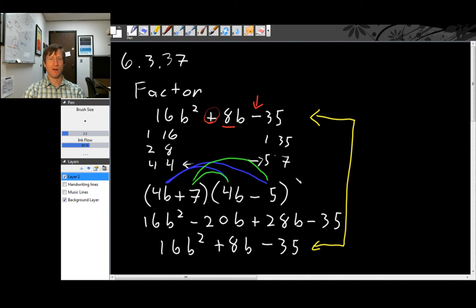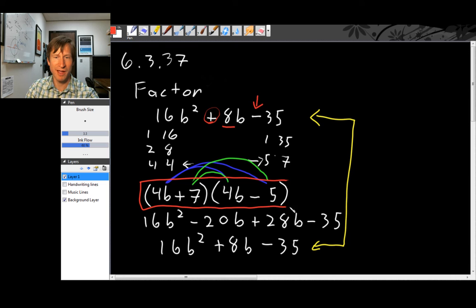So our first guess, I got pretty lucky here, our first guess on how to factor is actually the right way to do it. So there's our final answer: 4b plus 7 times 4b minus 5. As usual, if you're doing this problem online, your numbers will be different, but the ideas will be the same.